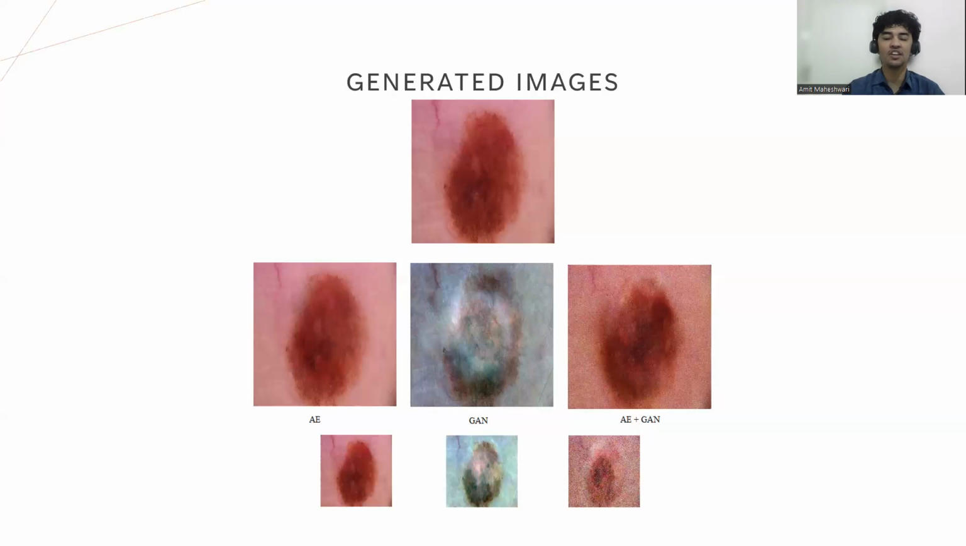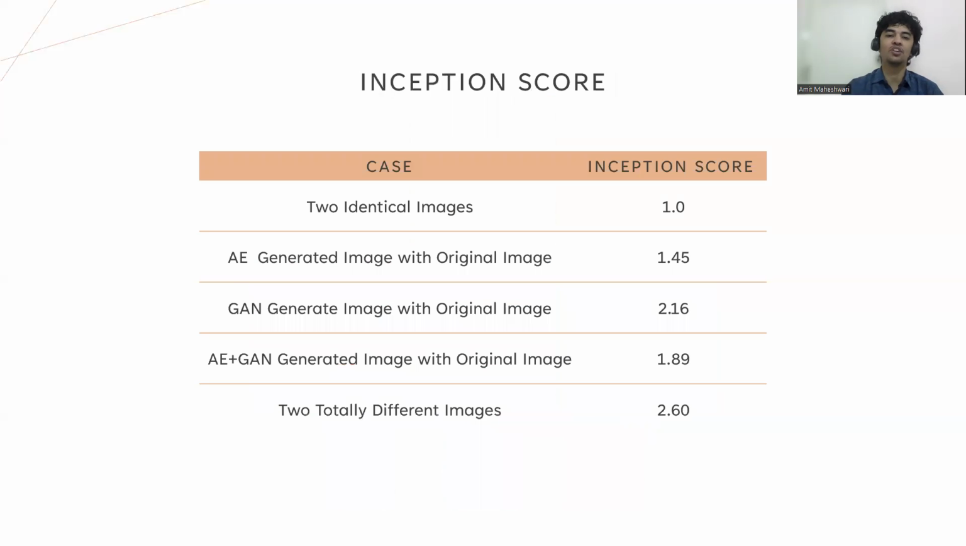But the main benefit of the integrated system you will see here, when we are comparing the inception score. Now we know that for two identical images the inception score will be 1 because they both are the same, and as the images differ, the inception score would widen, right? So for getting the upper bound, we have the last row where we have compared the inception score of two totally different images, and we could see that that is 2.60. Again, it's the skin lesion image only, so it will not go as high as 10 or 20, but we can say that 2.60 is much higher than 1.